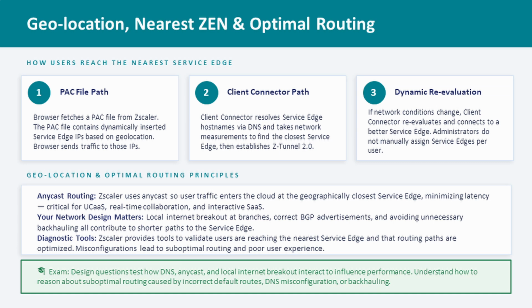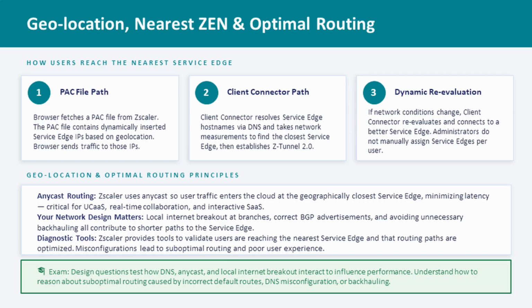Without local breakout, a branch in Sydney might send internet traffic over an MPLS circuit to a hub in Singapore, which then sends it to the internet, which routes it to a Zscaler service edge near Singapore. The user in Sydney effectively connects to Zscaler from Singapore, adding hundreds of milliseconds of latency to every single request, every web page, every SaaS interaction. With local breakout, the Sydney branch sends internet traffic directly out the local connection. It reaches a Zscaler service edge near Sydney in 10 to 20 milliseconds. Every application runs faster. Users notice the difference immediately.